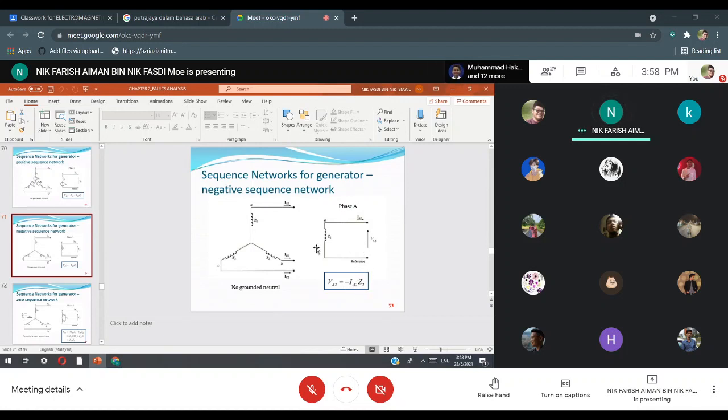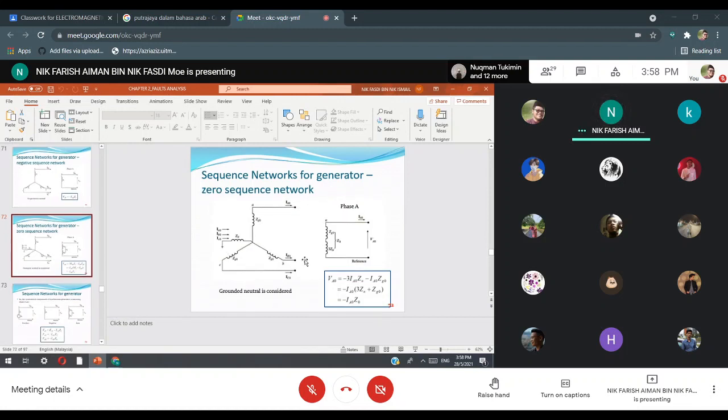Why is it minus? Actually it is because it considers zero. There is no source. So it becomes 0 minus something here. The voltage drop here becomes minus. Alright, for the zero sequence, it is the same.